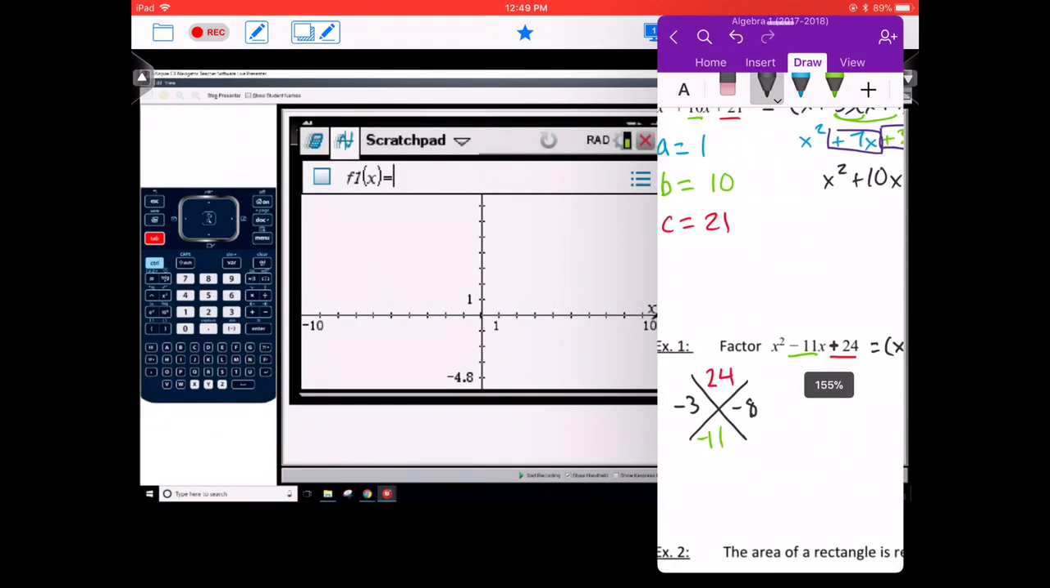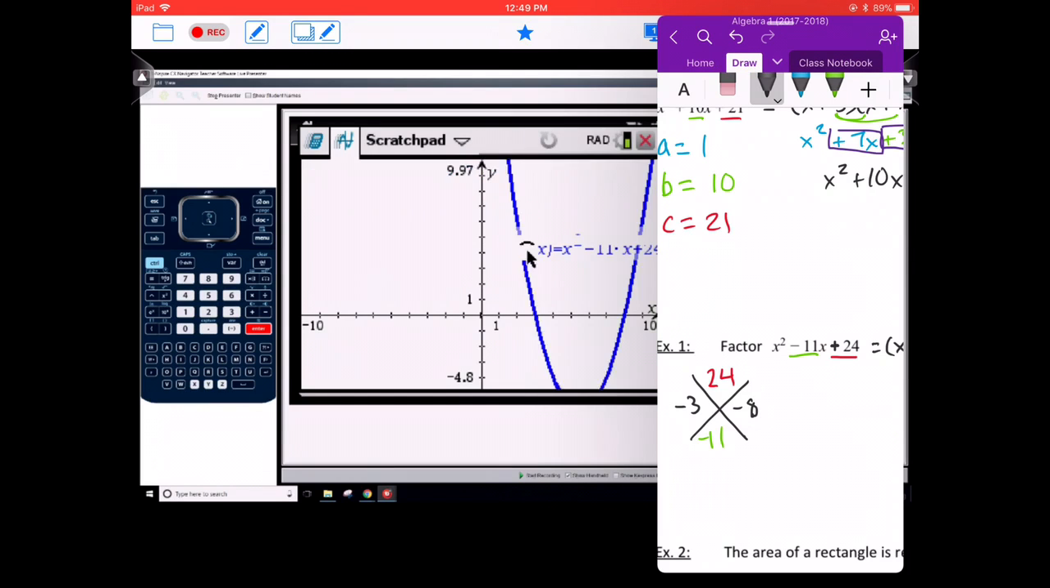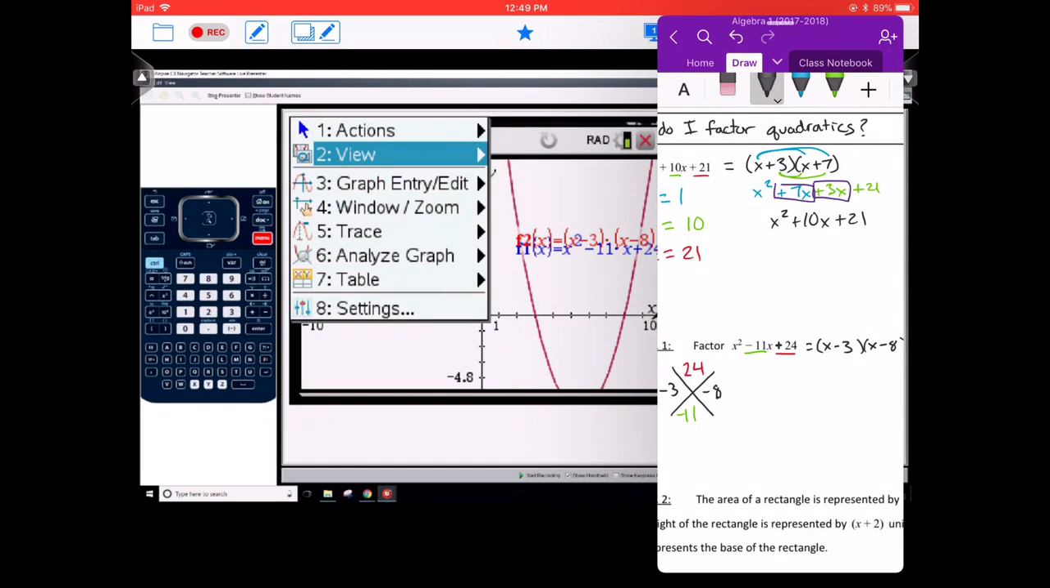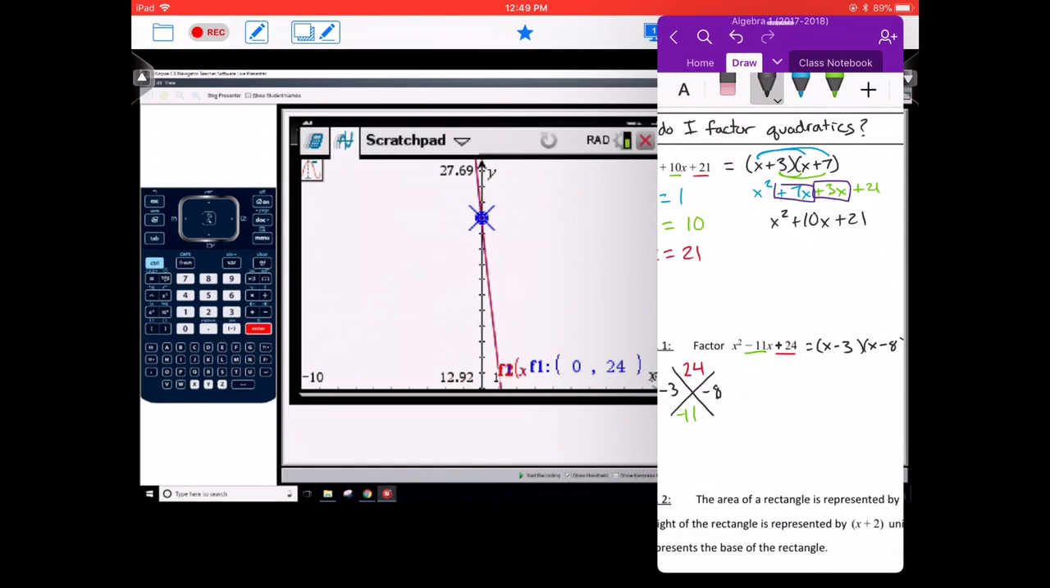Okay, if I graph that equation, x squared minus 11x plus 24, okay, there's your graph. We know that if I did my math right, x minus 3 in parentheses times another x minus 8 should be the same, right? Because they're a factor form. And just to check, yeah, they are the same. But hey, look at this. Remember how to get our zeros? Let's graph trace over until we grab a 0. So I know I got to go to the right.